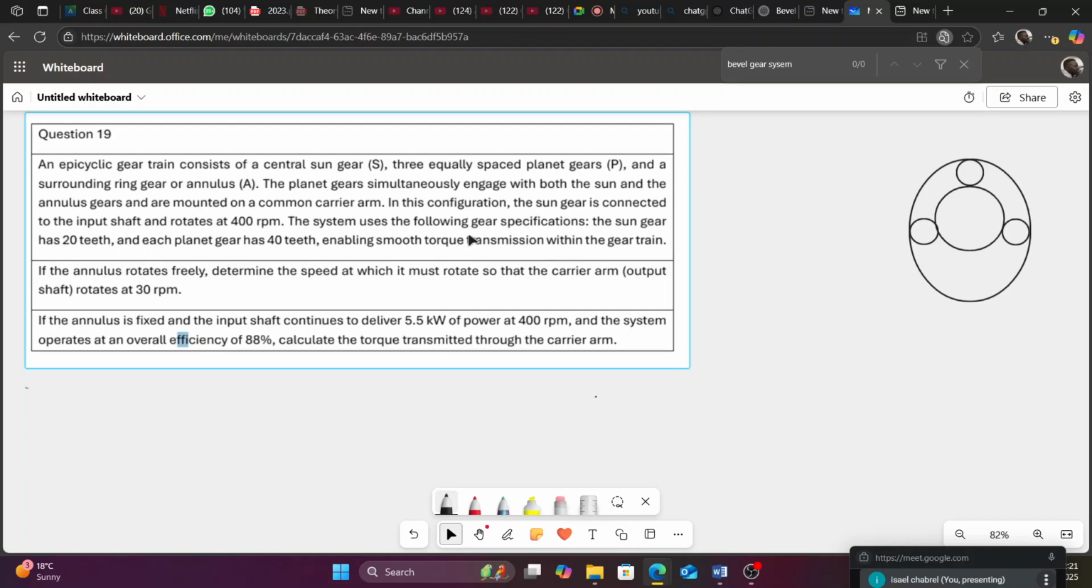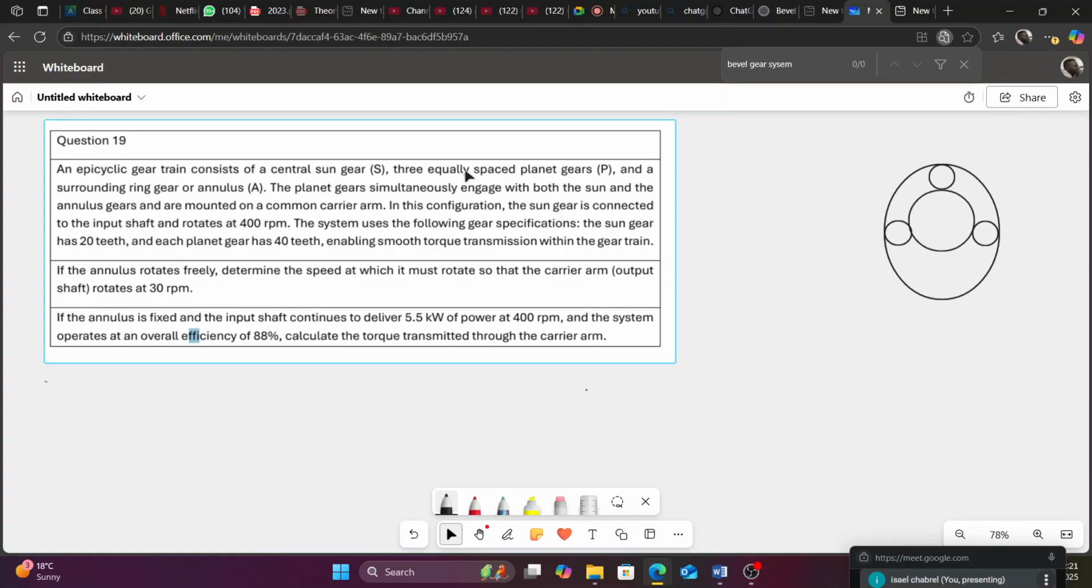Now, they say three equally spaced planet gears. These are the three: 1, 2, 3. They are spaced like this. And surrounding the ring is the surrounding gear or annulus. The surrounding gear is the one on top, surrounding everything. They call it the surrounding gear or annulus. That name is so weird.